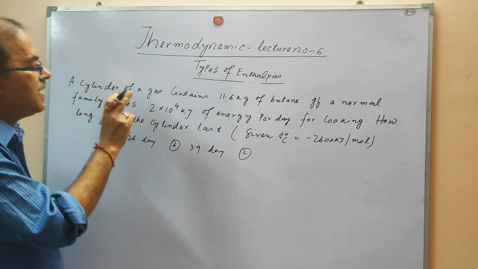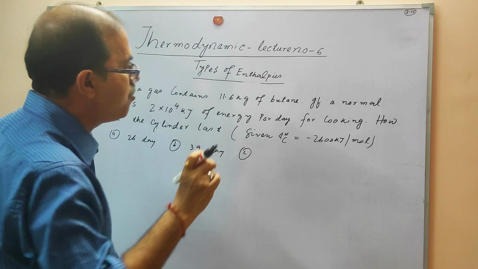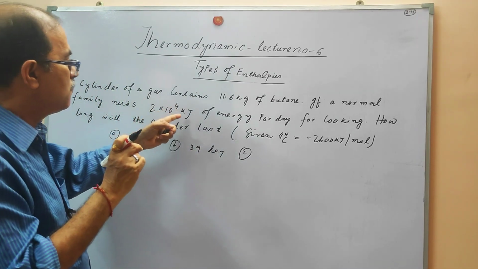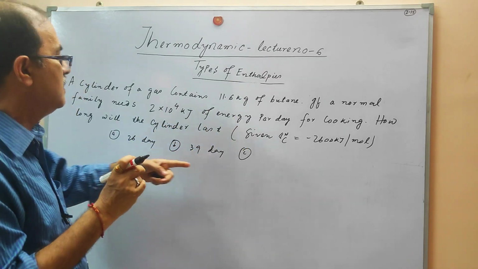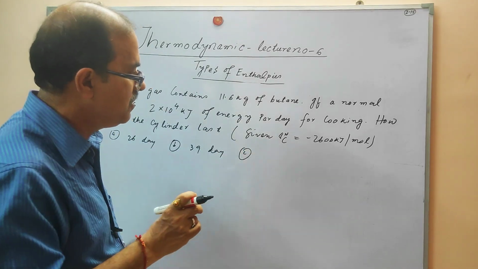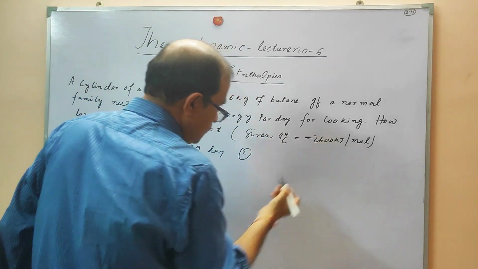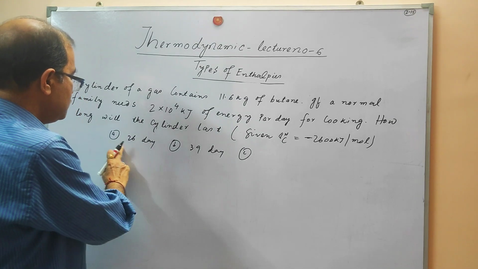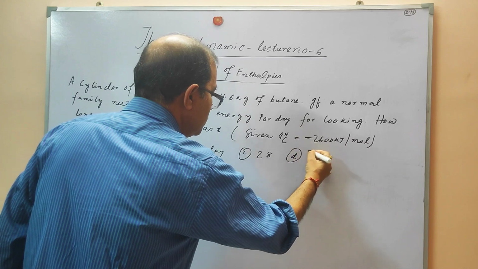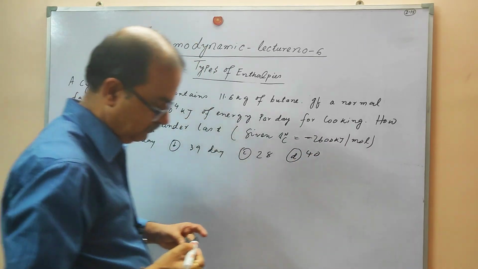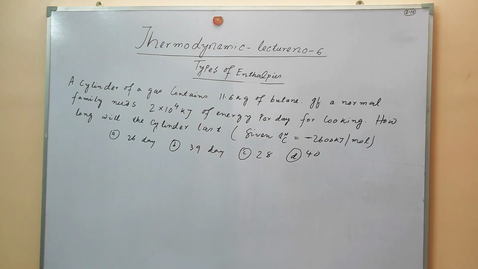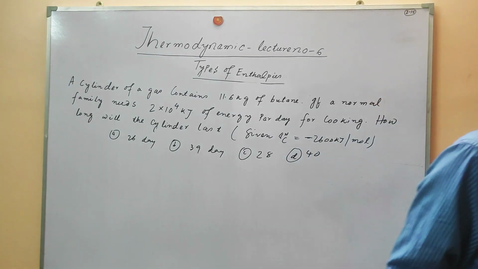A cylinder of gas contains 11.6 kilo of butane. If a normal family needs 2 into 10 to the power 4 kilojoule of energy per day for cooking, how long will the cylinder last? Given the enthalpy of combustion is minus 2600 kilojoule per mole, and the options are 26, 39, 28 and 40. So what will be the answer?